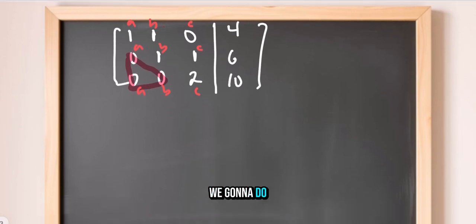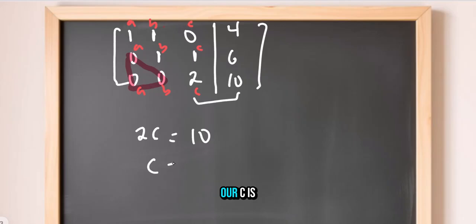So what are we going to do? Looking at this, what we're going to do is very easy. We want to compare the coefficients. Here, from the last part, we have our 2C equals 10. And from here, our C is equal to 5.